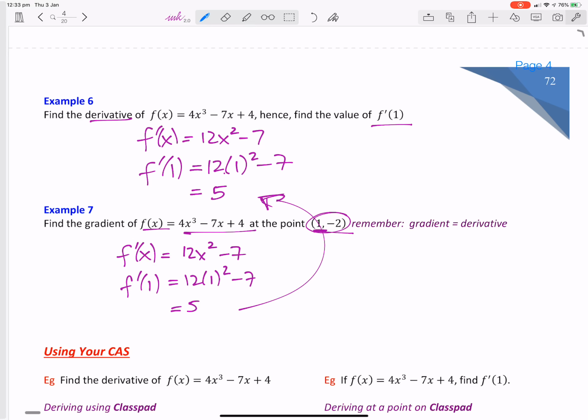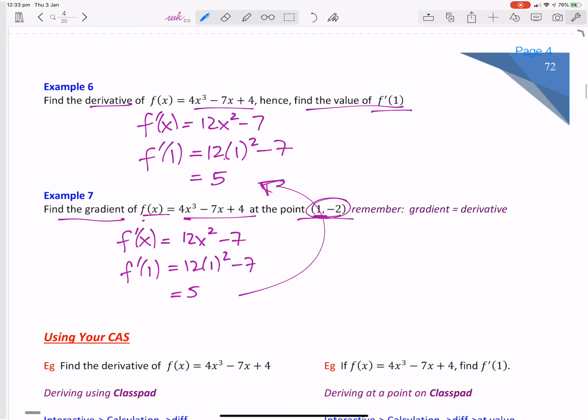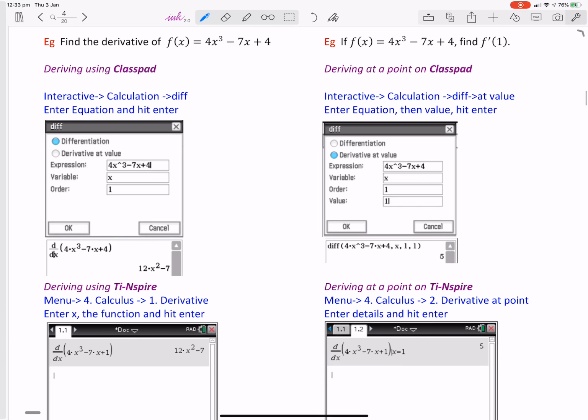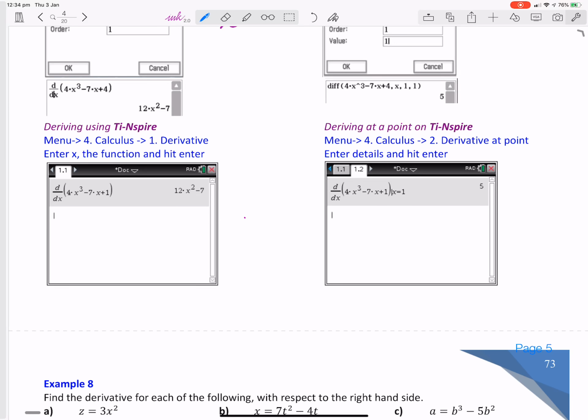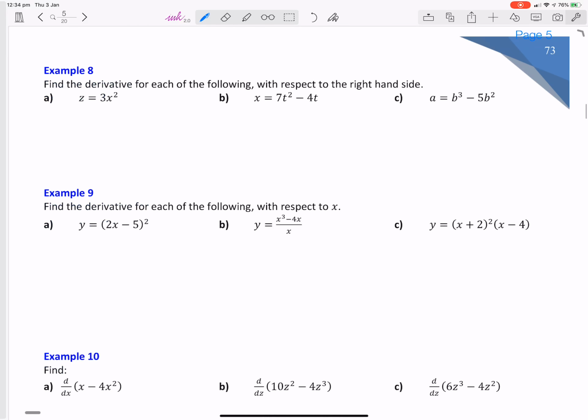Here it said find the derivative, and then hence find that. Here it said find the gradient at the point 1, 2. Same question, different wording. Here's instructions on how to do it on the class pad, both ways, and then on the TI Inspire. So you can just pause it if you want and add it in.